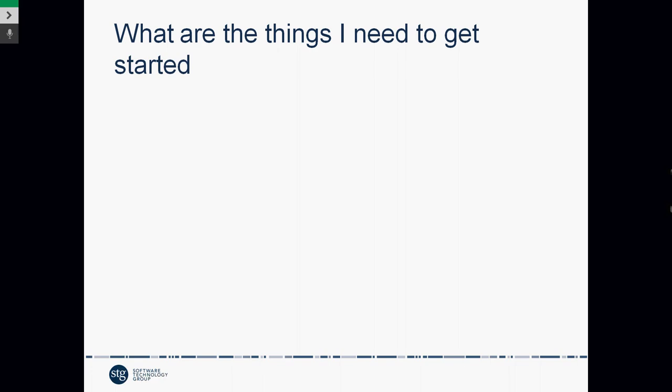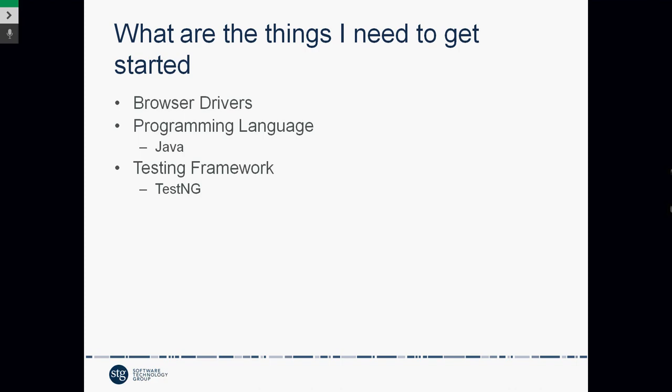So how do you get started? Those of you who have started, hopefully this is a review, but if you haven't started yet, you need the browser drivers. This is how you're going to communicate. You need a programming language. We're going to cover an example using Java today. The reason why I want to use Java is because I'm going to show you how to use Java to automate your web, your mobile, and your desktop application.